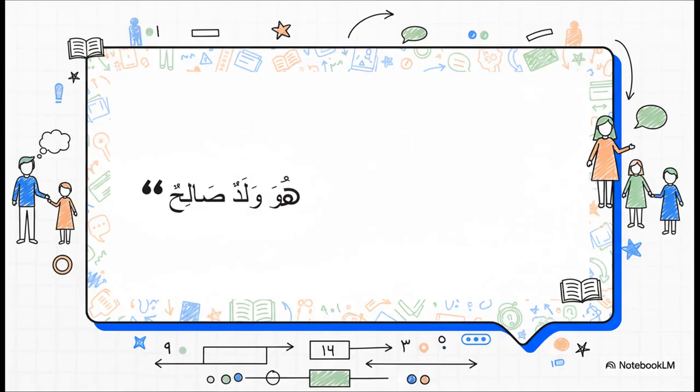And here it is, the answer to that question from the very beginning. Huwa waladun salihun. So, huwa is our subject, of course, but the khabar, it's that whole phrase, waladun salihun, a righteous boy. That's a descriptive compound. See how the adjective, salihun, comes after the noun, waladun, and matches it perfectly? That's how it works.